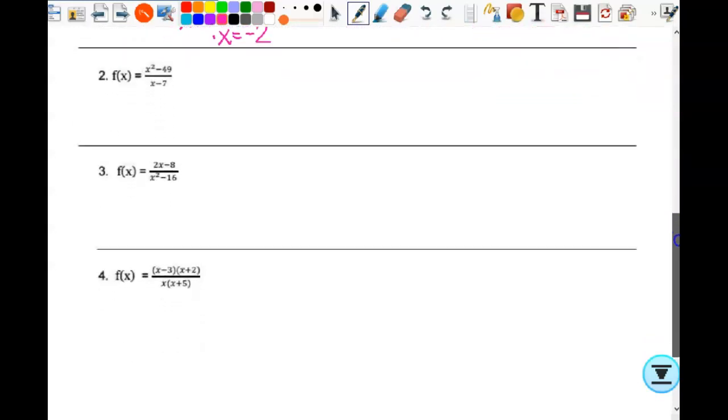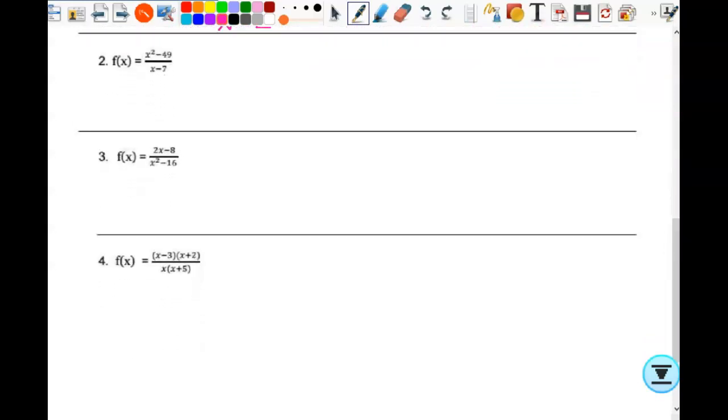All right, let's look at number 2. Am I guaranteed that I have a vertical asymptote at x equals 7? No, because I need to factor it first, right? I can factor the numerator. That gives me x plus 7 times x minus 7, and then that's over x minus 7. Can I reduce this? Yes, so I reduce it, and as soon as I reduce it, I do x minus 7 equals 0. So x equals 7.